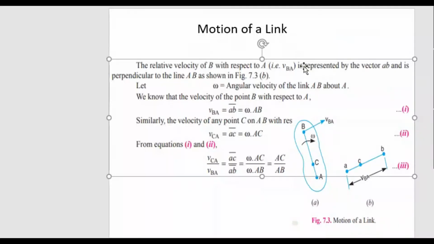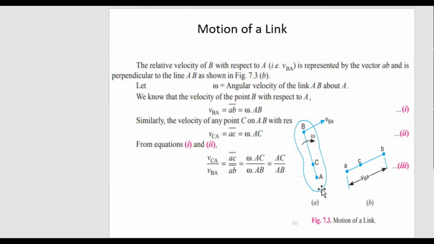Now, motion of a link. Say, for example, I have a link. This is a body which has two points, A and B. The relative velocity of B with respect to A is represented by the vector AB. Here we have the vector AB, and it is perpendicular to the link AB, as shown in this figure.